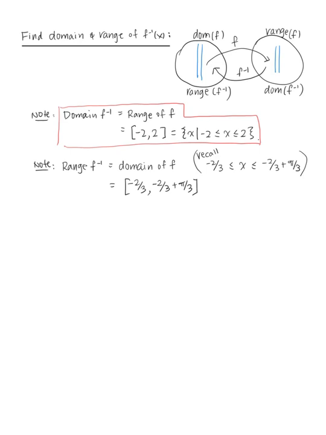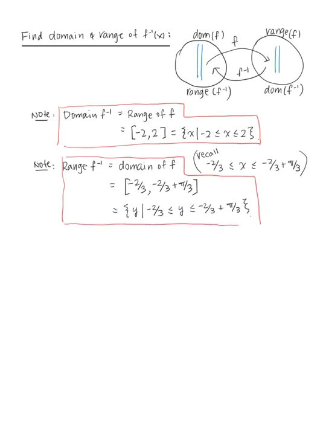Now if you want to express this in set notation, since we're talking about the range now, all you have to do is just change x to a y, the set of all y such that y is between negative 2/3 and negative 2/3 plus pi over 3. And that's all. Let me just box this. Okay, so this will be probably the ugliest problem that you will see by finding the domain and range of f inverse and so forth. If you have any questions, please let me know. Good job, you guys.